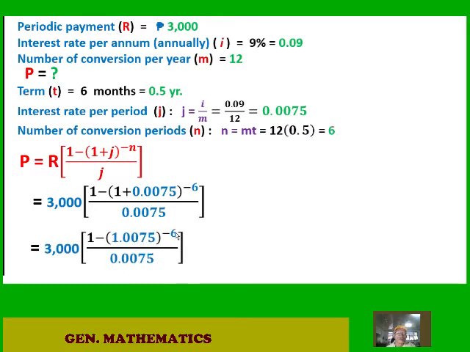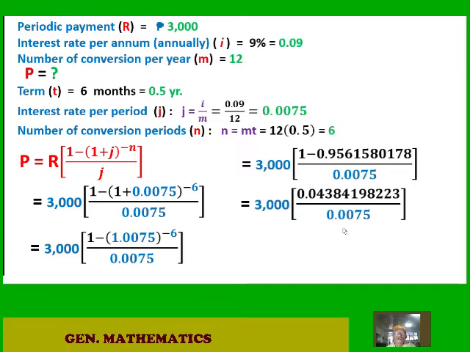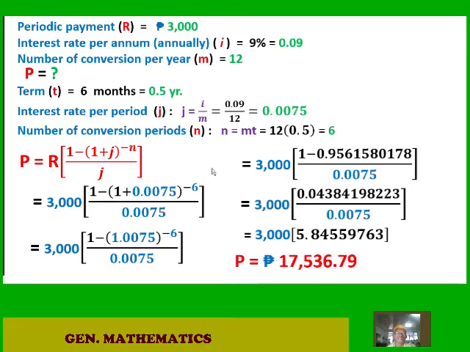Okay, raise this to the power of negative 6 and subtract this from 1. Then divide this by the denominator. Then multiply. The present value of Mrs. Manda's deposit is 17,536.79 pesos.